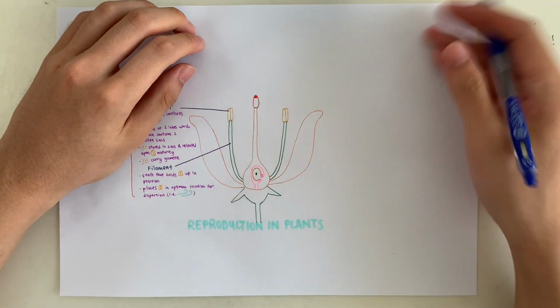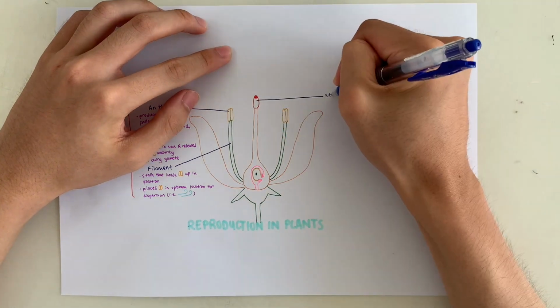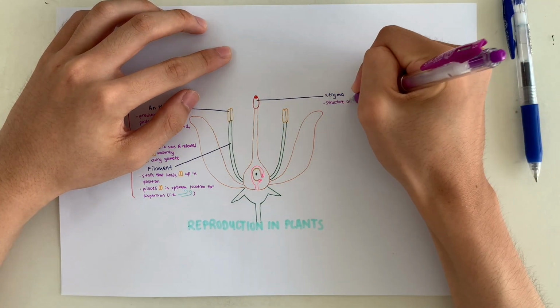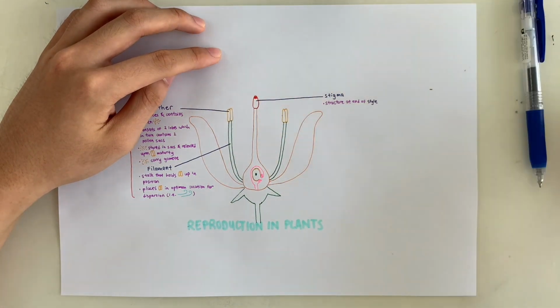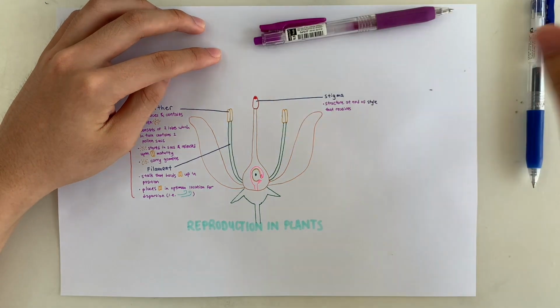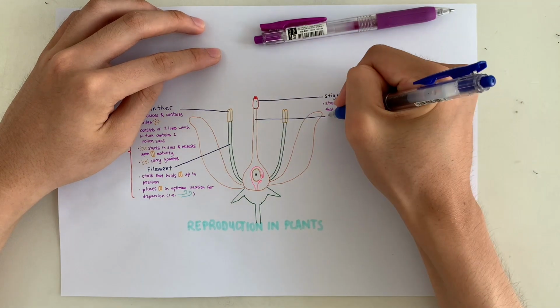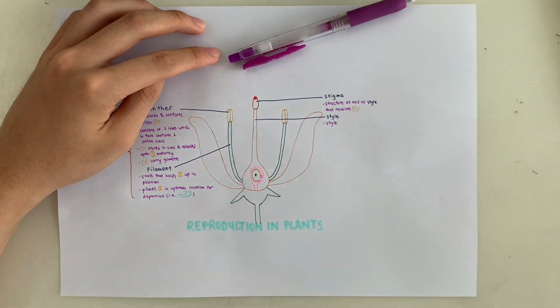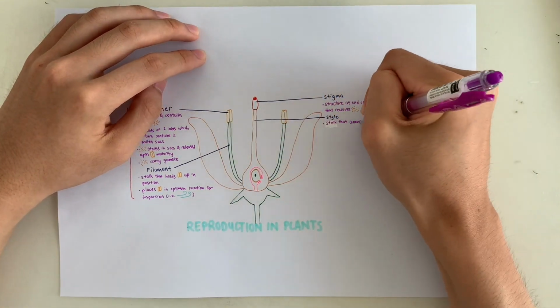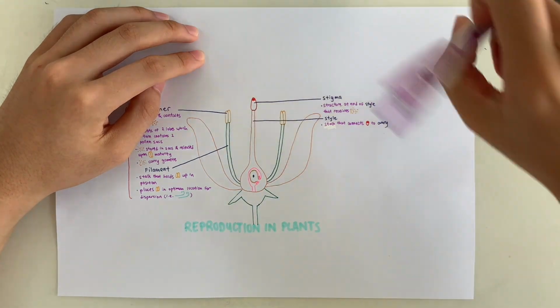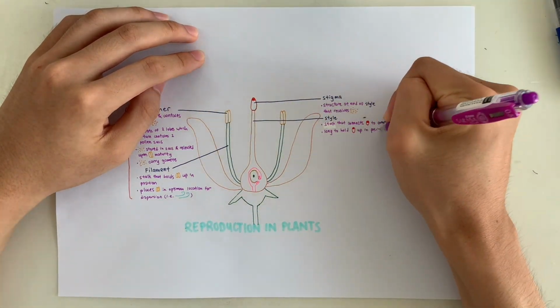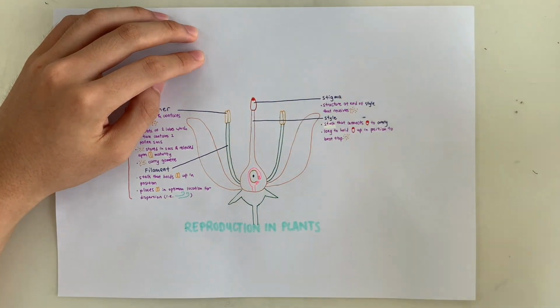As for the female reproductive parts, we first have the stigma, which is a structure at the end of the style. This is where the female reproductive system receives pollen grains from the anther. The stigma is held up by a style, which is a stalk that connects the stigma to the ovary. The style is often long so as to hold the stigma up in the best position to trap pollen grains.